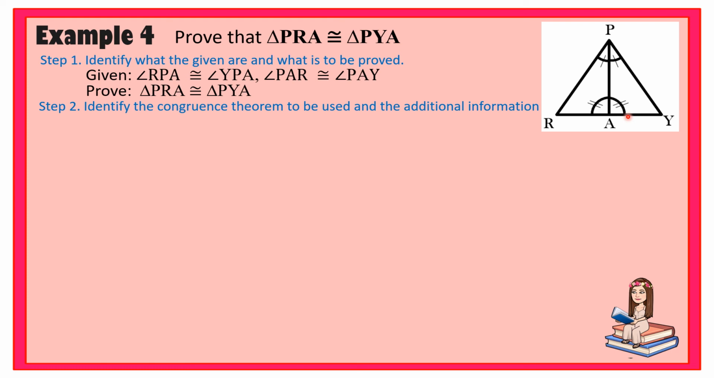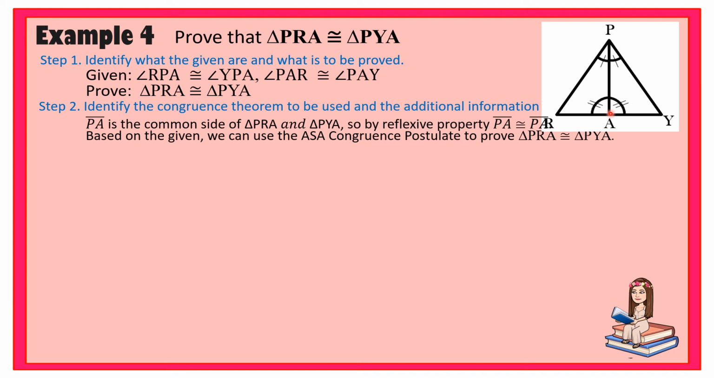Alright. So from there, masasabi ko that PA is the common side of triangle PRA and triangle PYA. Diba? Meron kasi akong dalawang angle pero kulang pa ako. So, kung hahanap ka ngayon sa figure, ano ba yung pwede kong masabing congruent dyan? Yung PA. Congruent yan sa PA. Gagamit ako ng reflexive mamaya. Okay. Now, based on the given, pwede na akong gumamit ngayon ng ASA. Kasi angle, side, angle.